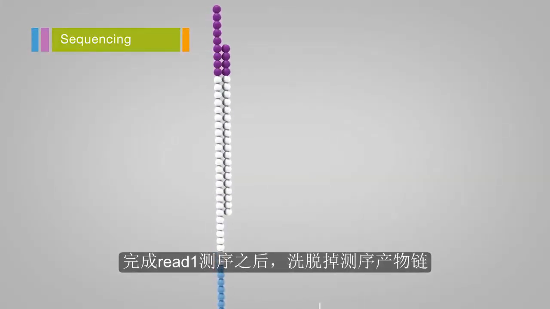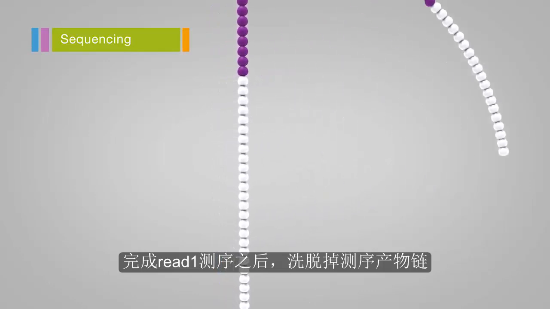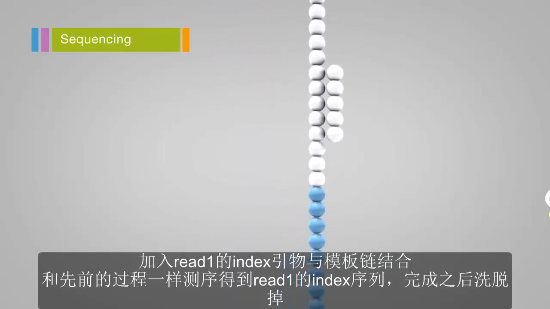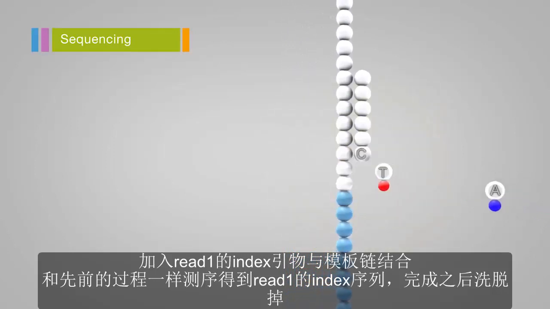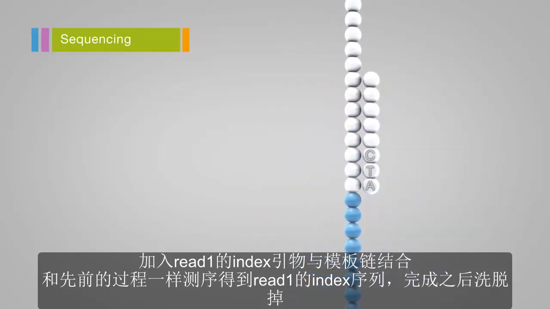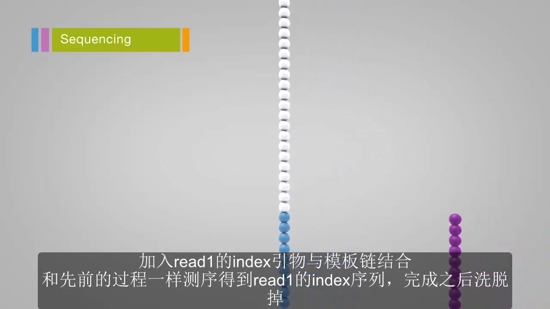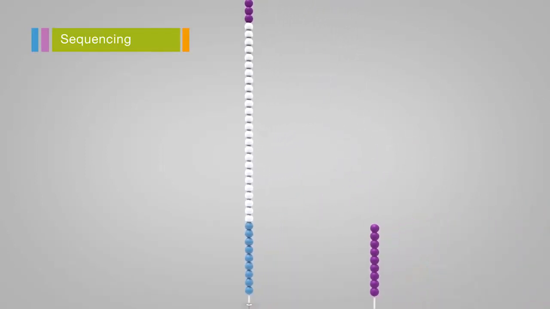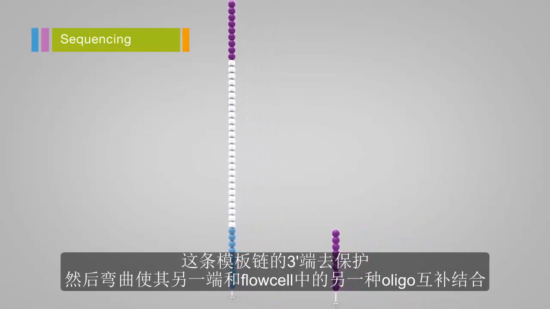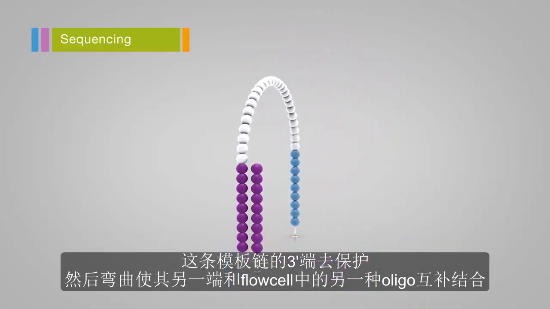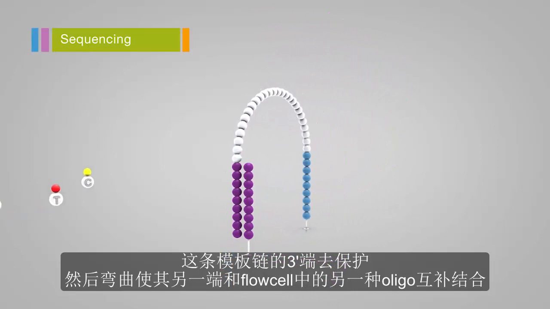After the completion of the first read, the read product is washed away. In this step, the Index 1 read primer is introduced and hybridized to the template. The read is generated, similar to the first read. After completion of the index read, the read product is washed off and the 3' ends of the template are deprotected. The template now folds over and binds the second oligo on the flow cell.